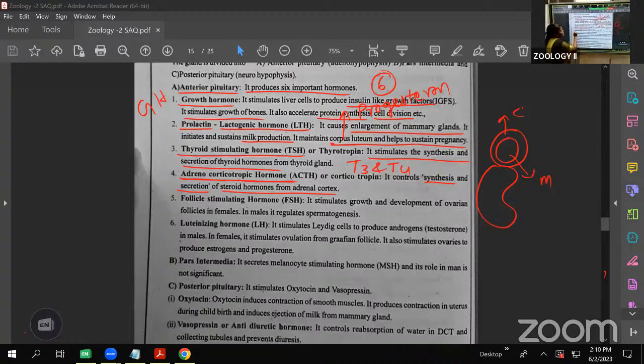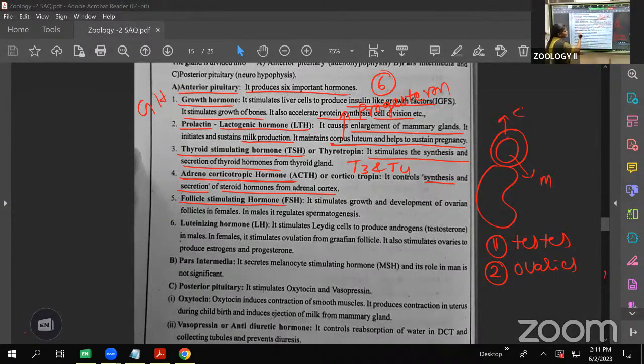Next is called the follicles. Which ones are the follicles? In the males, the testes are the follicles, producing the sperm. Inside the testes, spermatogenesis occurs. That's why they are called the follicles. In the females, the ovary. Inside the ovaries, the gametes, the ova, are produced. That's why they are called the follicles. In the males, spermatogenesis is occurred by this one only, and ovulation is occurred by this one.